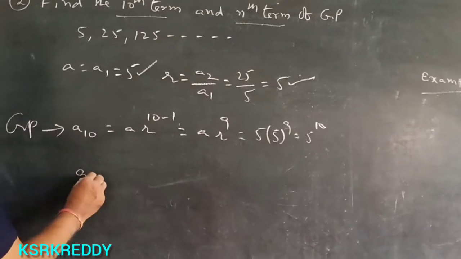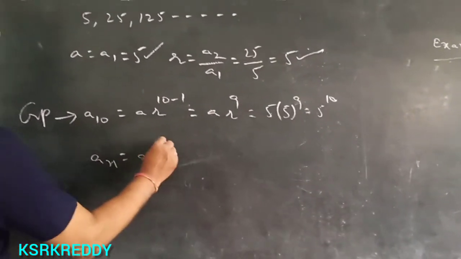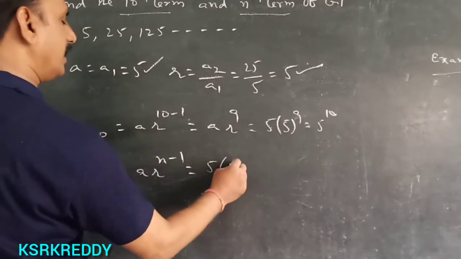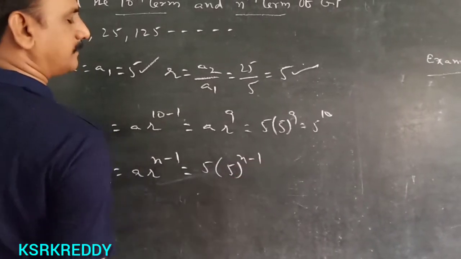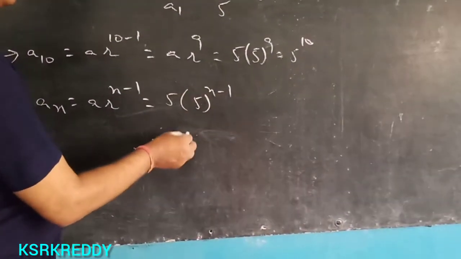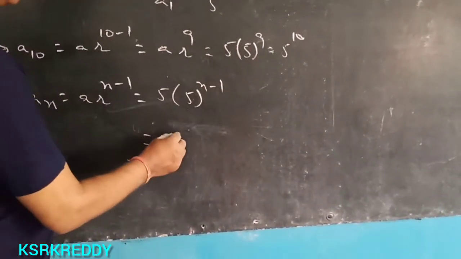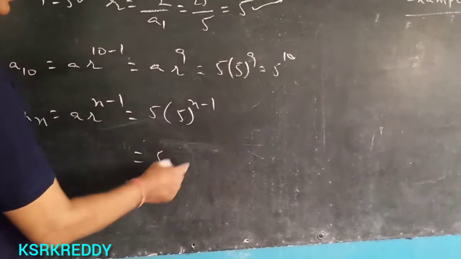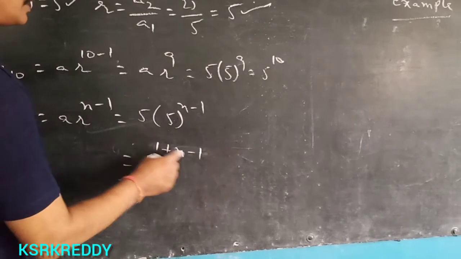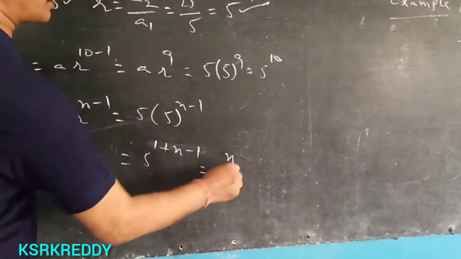So nth term equals a into r to the power of n minus 1. What is a? 5 into r, 5 to the power of n minus 1. That is 5 to the power of 1 into 5 to the power of n minus 1. So a to the power of m into a to the power of n equals a to the power of m plus n. 5 to the power of 1 plus n minus 1. Minus 1 plus 1 cancel. 5 to the power of n.